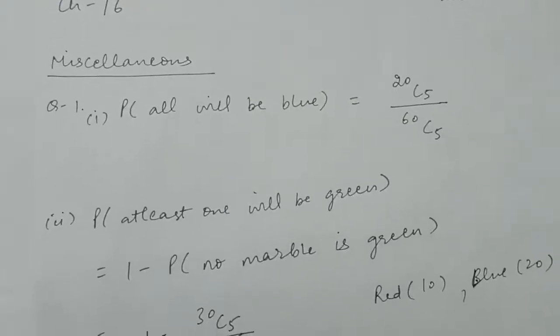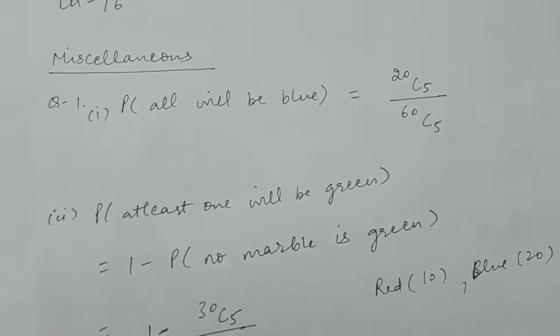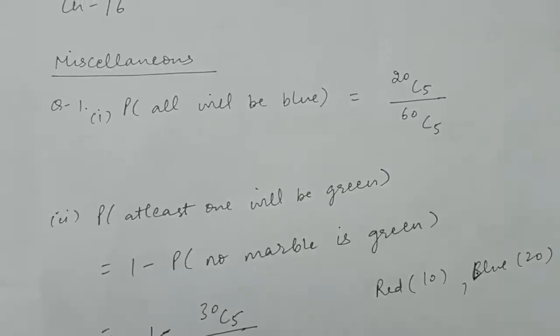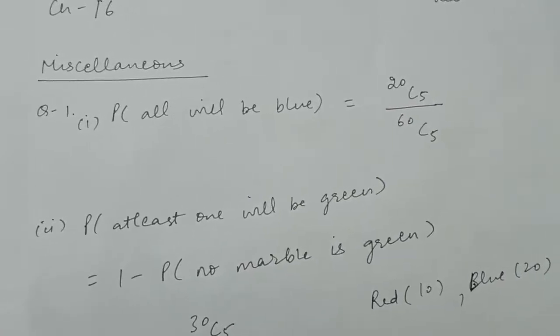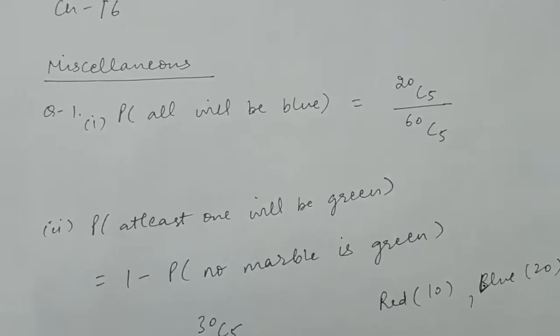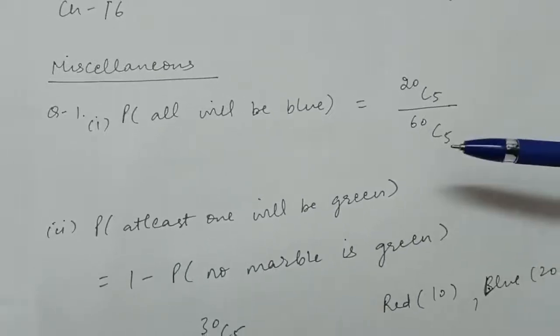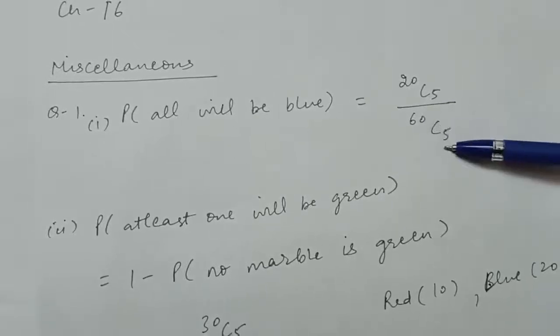So question first is, a box contains 10 red marbles, 20 blue and 30 green. 5 marbles are drawn from the box. What is the probability that all will be blue? So in total there are 10 plus 20 plus 30, 60 marbles. Out of 60 we want to select 5. This is the total outcome, 60C5, right?